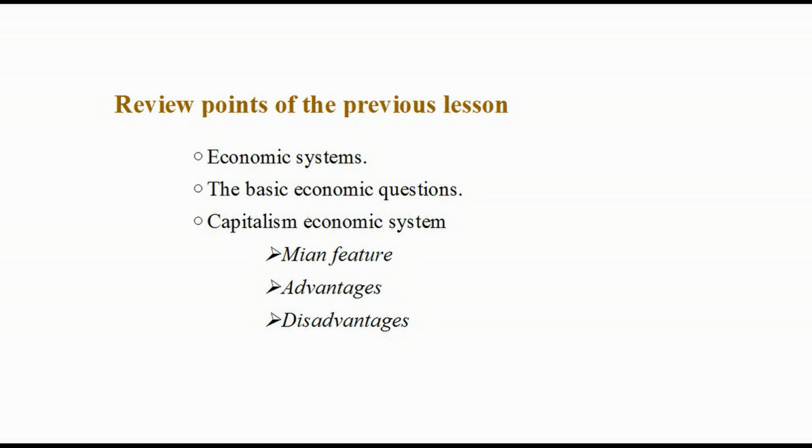Then we try to see the capitalistic or capitalism economic system. This system is also referred to as free market economy, market system, or laissez-faire economic system. It has different main features: the right to private property, freedom of enterprise, freedom of choice, profit motive, competition, price mechanism, self interest, and existence of negative externalities are the major features that we have in the capitalism economic system.